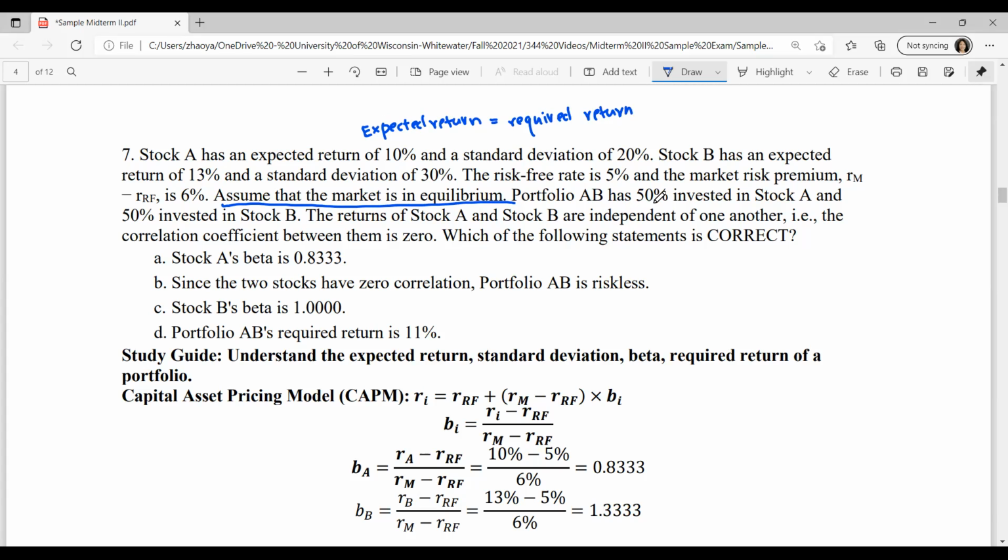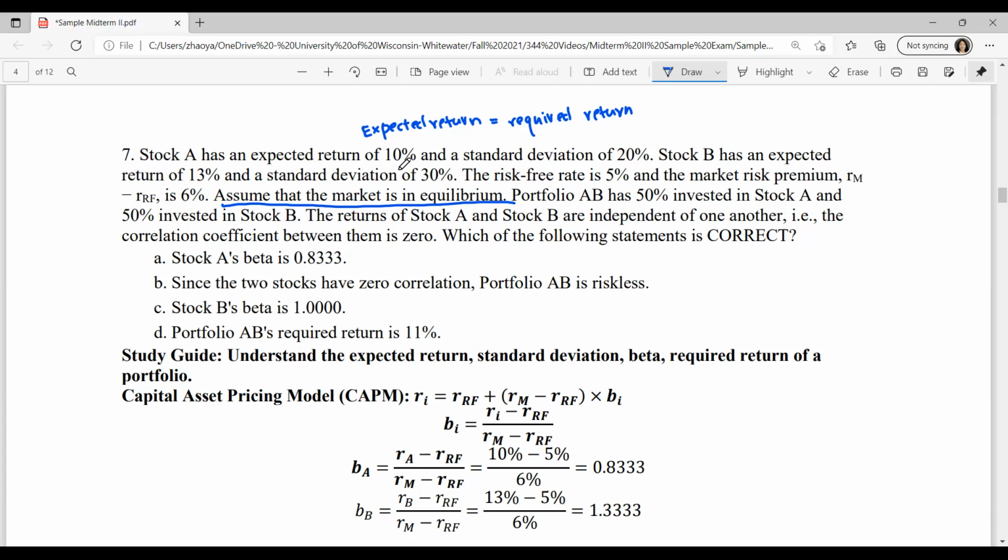Portfolio AB has 50% invested in stock A and 50% invested in stock B. And the returns of stock A and B are independent of each other, which means that their correlation coefficient is 0. Which of the following statements is correct? Stock A's beta is 0.8333.